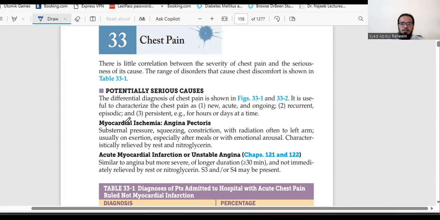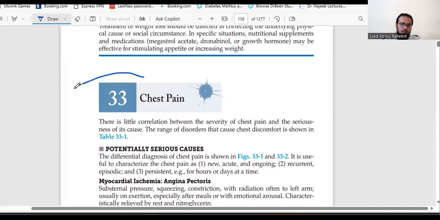So in the previous class, we talked about generalized fatigue. Today we are going to talk about chest pain. This is one of the common and important clinical conditions which a person experiences once in a lifetime or multiple times.